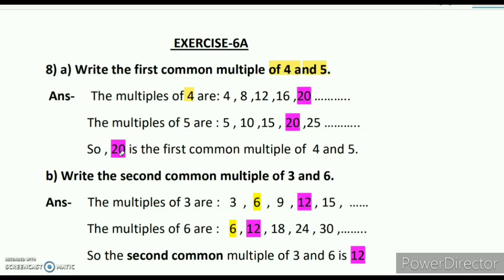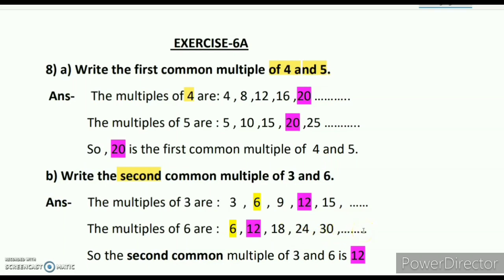So let's see the second bit. Write the second common multiple of 3 and 6. Here, children, it's given the second common multiple, not the first one. We will leave the first one and we will write the second one only. First, write the multiples of 3. 3 1s are 3, 3 2s are 6, 3 3s are 9, 3 4s are 12, 3 5s are 15, and so on. Next is the multiples of 6. 6 1s are 6, 6 2s are 12, 6 3s are 18, 6 4s are 24, 6 5s are 30, and so on.